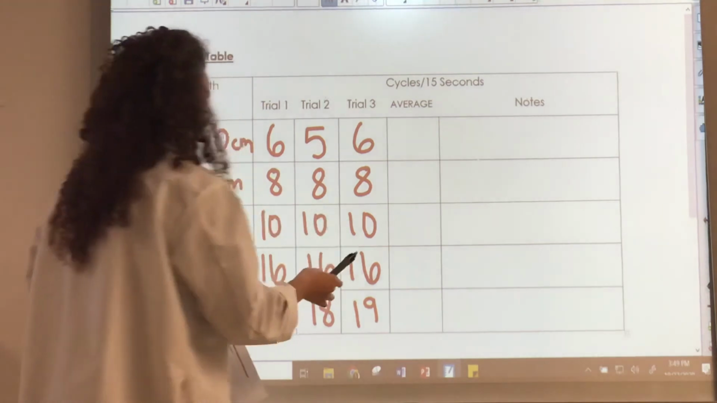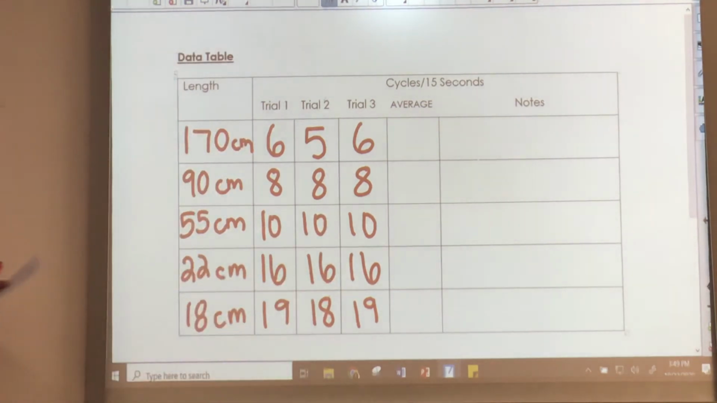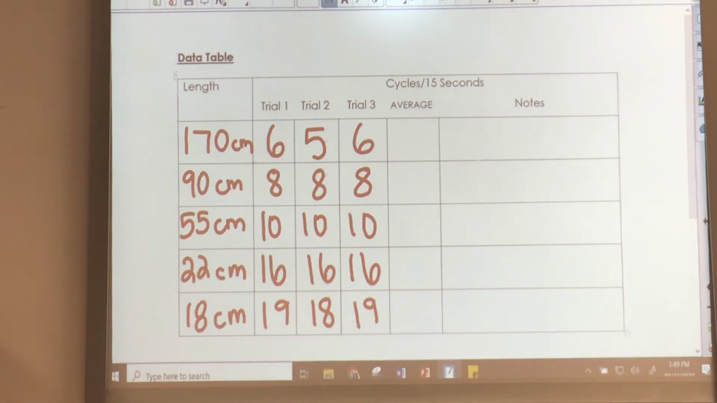Okay. Now I'm explaining how we get the average, and we would pause the video at that point, and there would be a note that says something like, catch up your data or whatever.